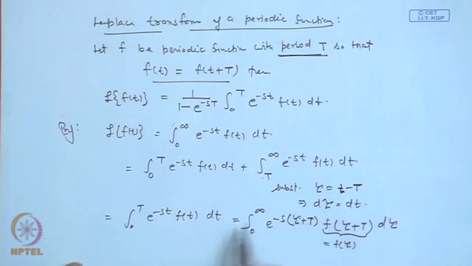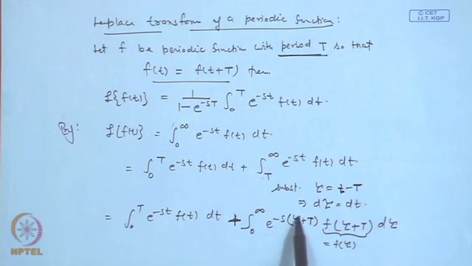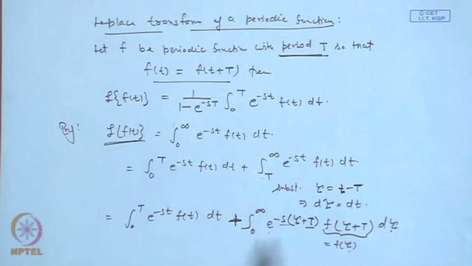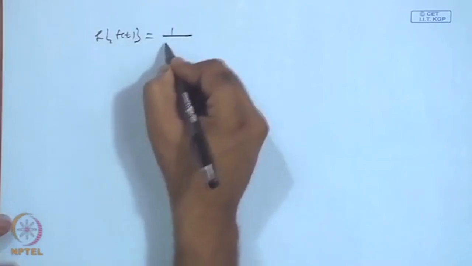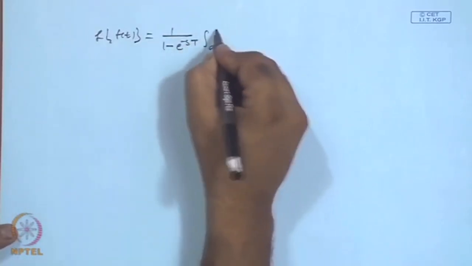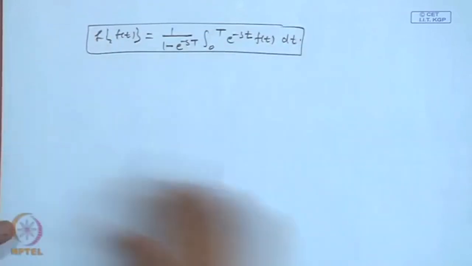So, e to the power minus sT, we can take out of the integral, and the remaining integral from 0 to infinity of e to the minus s tau f(tau) d tau is the Laplace transform of f(t) again. That we take to the left hand side and take the Laplace of f(t) common, then we get 1 minus e to the minus sT, and we can divide. So the Laplace transform of f(t) is 1 over 1 minus e to the minus sT times the integral from 0 to T of e to the minus st f(t) dt. So, this is the result.